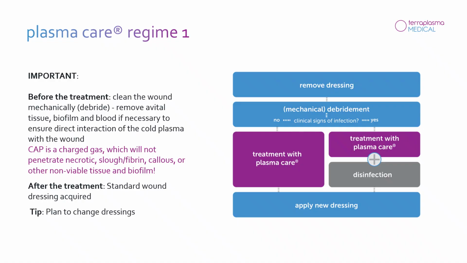So this is the most important slide. Before treatment, clean the wound mechanically. This means debridement. Remove non-viable tissue, biofilm, and blood if necessary. This ensures direct interaction between the cold plasma and the wound. CAP is a charged gas. It will not penetrate necrotic tissue, slough, fibrin, callus, or other non-viable tissue and biofilm. After treatment, apply a standard wound dressing. And never use disinfectant before plasma. If necessary, use it after plasma.